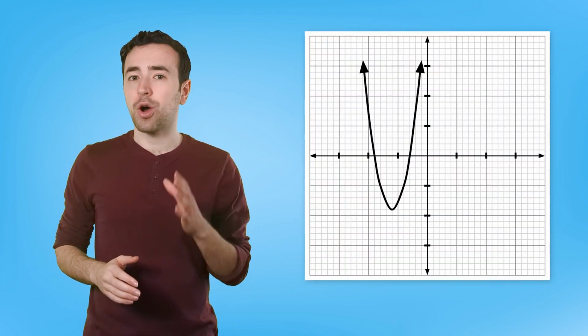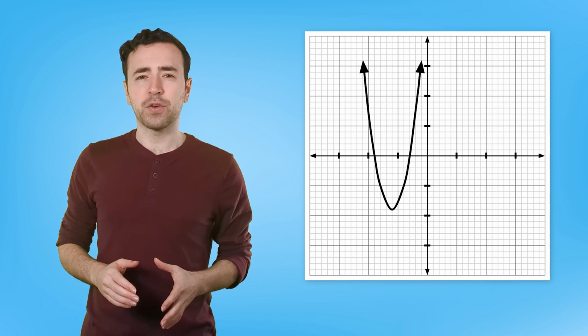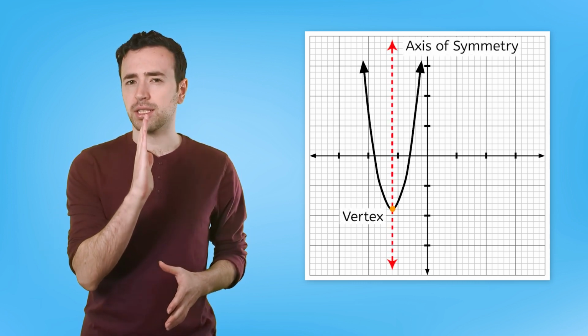One major obstacle still remains, though. When you look at a function like y equals x squared plus 6x minus 7, how do you know where its vertex is? Well, you don't, but we can find it. Remember, parabolas are symmetrical, and the vertex lies right on the axis of symmetry.